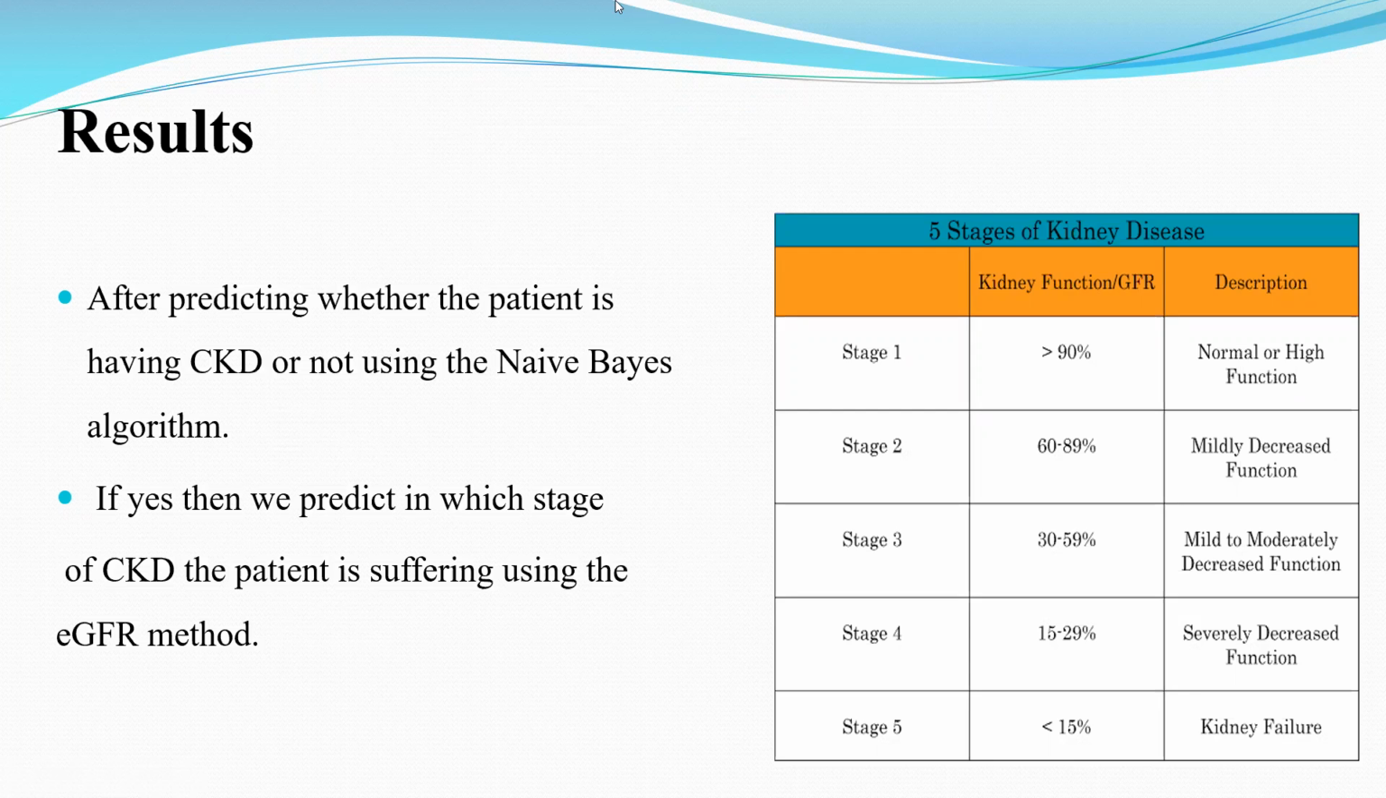Now we look at the stages of kidney disease. If the patient is in stage 1, that means the kidney is functioning normally. If the patient is in stage 2, the kidney function is from 60 to 89%, and there is a mildly decreased function. If it is in stage 3, the kidney is functioning between 30 to 59%, mild to moderately decreased function. In stage 4, the kidney is functioning from 15 to 29%, it is severely decreased function. And stage 5 is kidney failure.